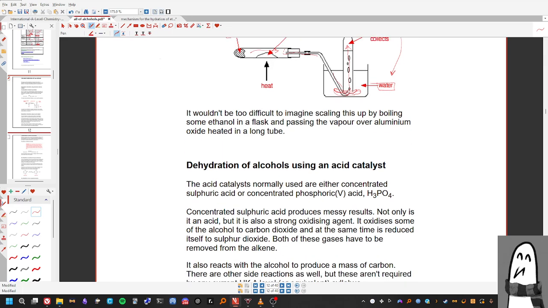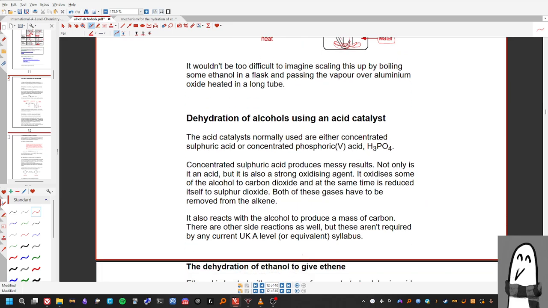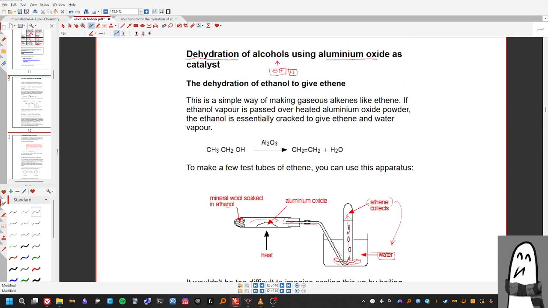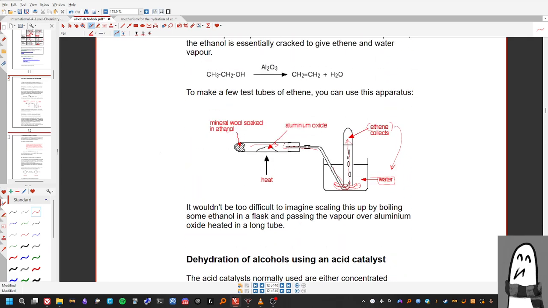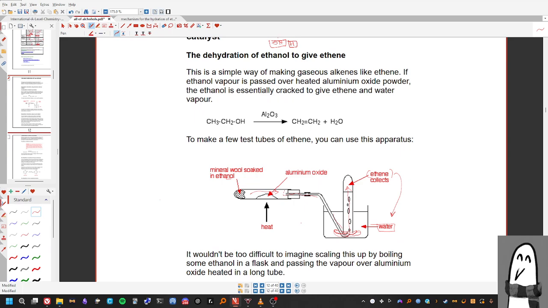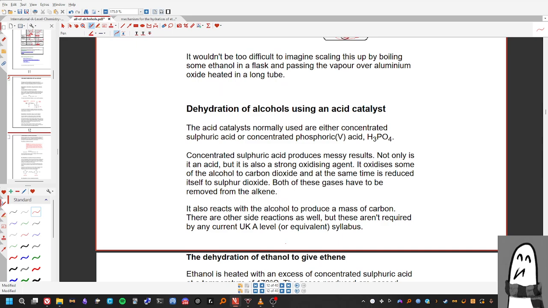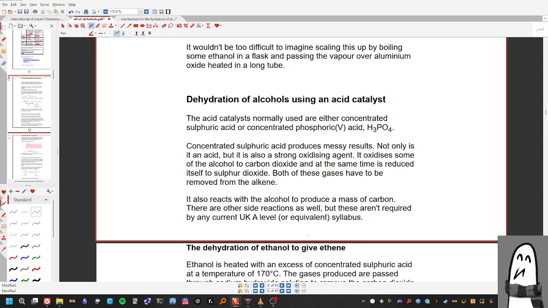Correct. Now, dehydration of alcohols using an acid catalyst. Oh wait, we don't learn about anything else? That's it? That's all we're going to talk about? Okay. So now you have the same thing, except you're using a different catalyst. This can be either your sulfuric acid catalyst or your concentrated phosphoric acid catalyst.